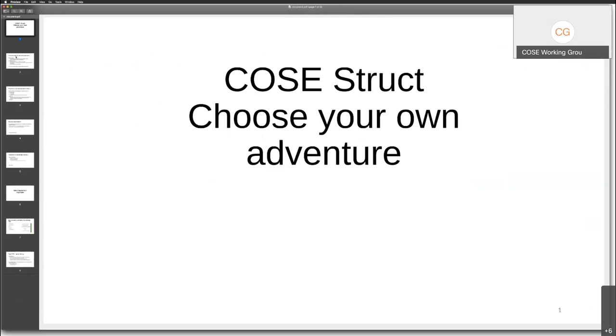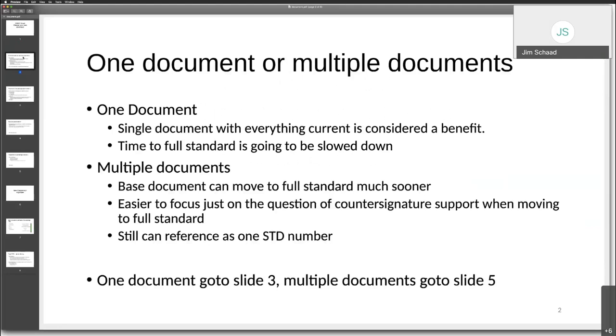Right. So, choose your own adventure. That is a story format that appeared in the 70s that may or may not have made it out of the US. Next slide. So the first decision that we really need to make is, are we doing one document or multiple documents? I've pushed up a one document version that has the proposed new V2 counter signature proposal in it. So what's up there is kind of what I would envision a one document version to look like.